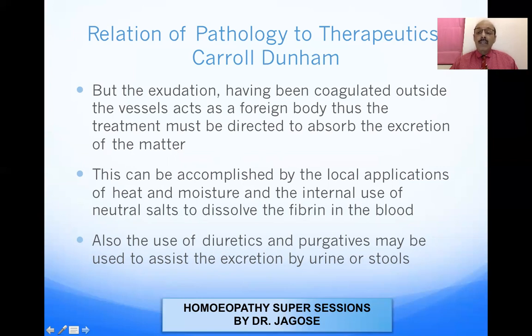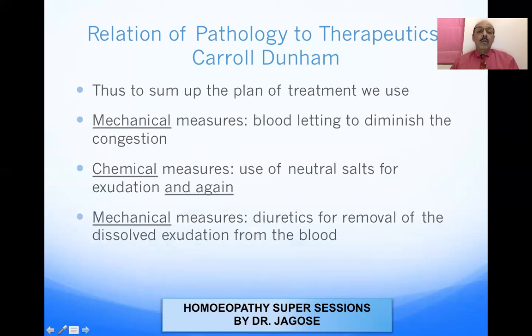This can be accomplished by local applications of heat and moisture and the internal use of neutral salts to dissolve the fibrin in the blood. Also, the use of diuretics and purgatives may be used to assist the excretion by urine and stool. So thus, to sum up the plan of treatment with this example, there are mechanical measures of bloodletting to diminish the congestion, then the chemical measures, use of neutral salts for exudation, and again mechanical measures, the diuretics for removal of the dissolved exudation from the blood.